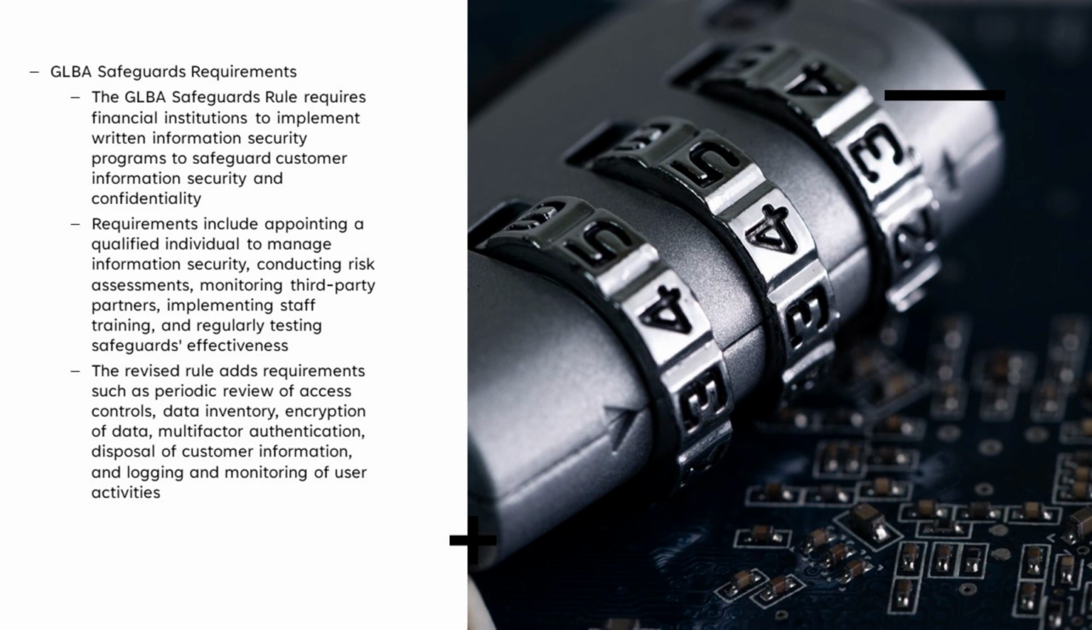GLBA safeguards requirements. Under the GLBA Safeguards Rule, financial institutions must establish written information security programs to safeguard customer information security and confidentiality. This includes appointing a qualified individual to manage information security, conducting risk assessments, monitoring third-party partners, providing staff training, and regularly testing the effectiveness of safeguards.